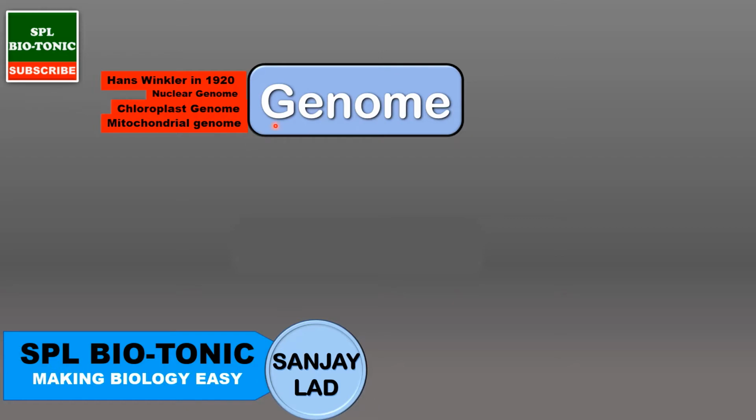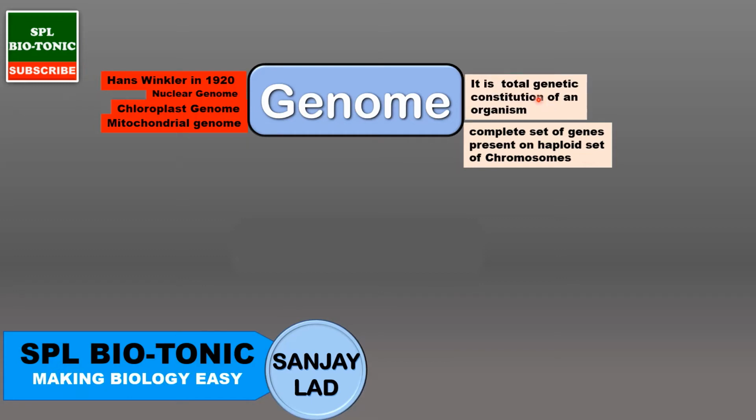Now this word genome has two parts here, one is gene and second is ome. So something ending with ome means what? Set of something. So the set of genes present on the haploid number of chromosomes is called a genome. You can also define genome as the total genetic constitution of an organism. So we actually try to understand what is written on the 46 chromosomes which are present inside the human cells.